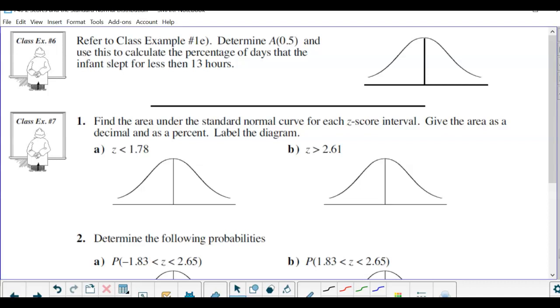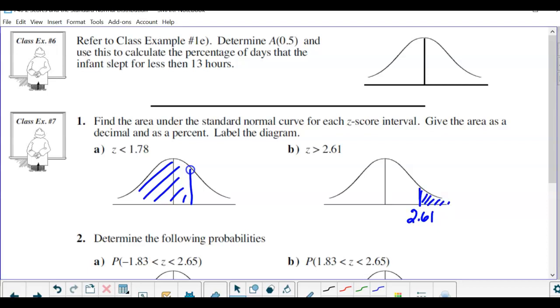So here, this one, 1.78. Again, that's the area to the left of 1.78. So like somewhere here. Same process. But let's take a look at this one. So Z greater than 2.61. So 2.61 is going to be about here. And we want the area greater than that.